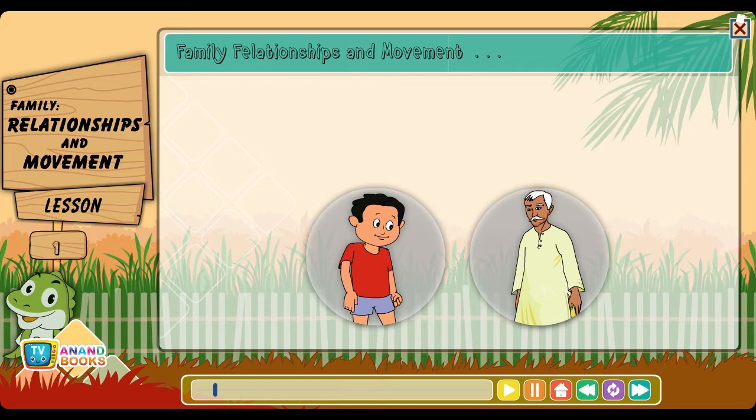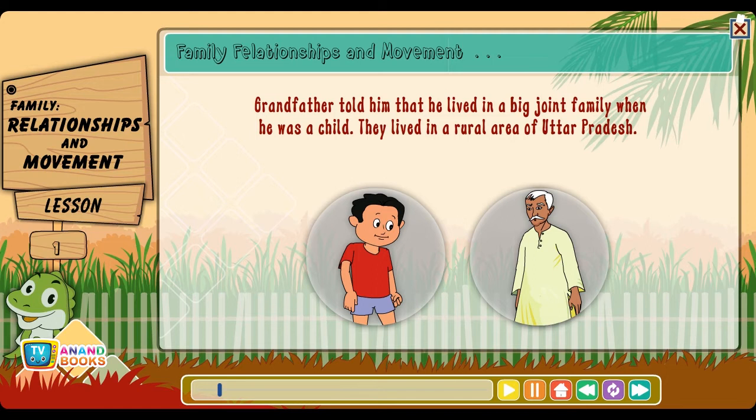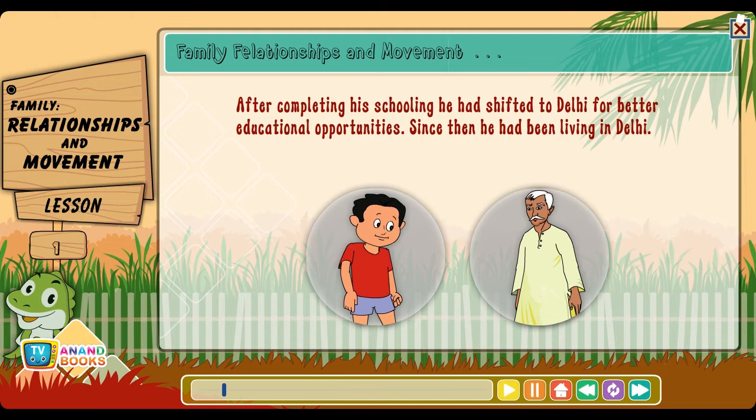Grandfather told him that he lived in a big joint family when he was a child. They lived in a rural area of Uttar Pradesh. After completing his schooling, he had shifted to Delhi for better educational opportunities. Since then, he had been living in Delhi.